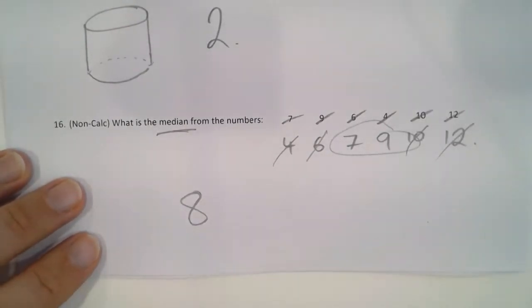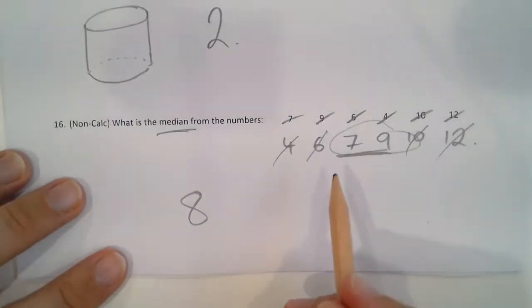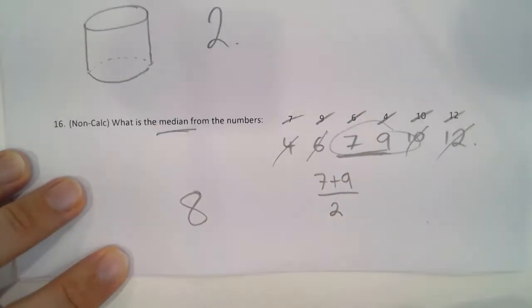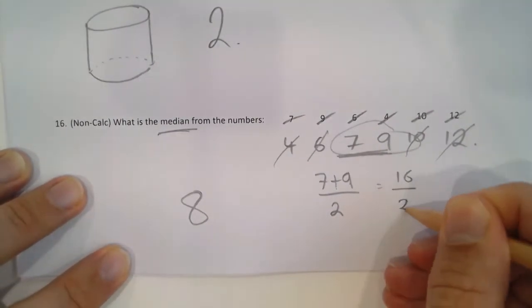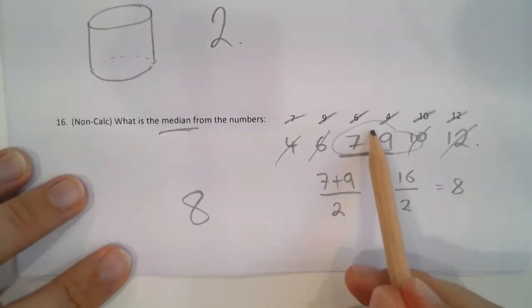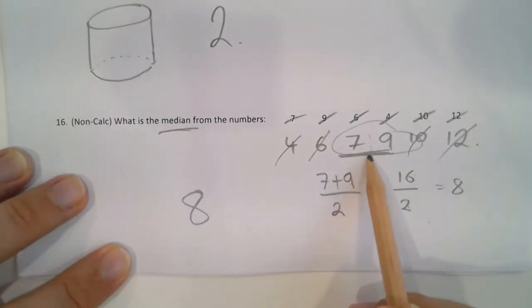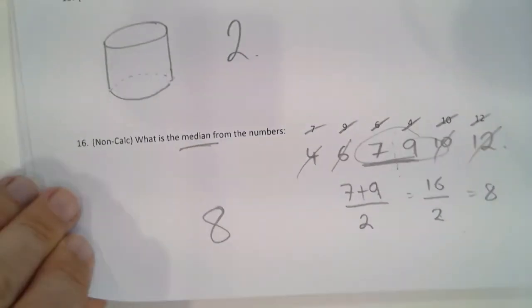Now, if these numbers were horrible numbers and you needed to find the middle, the actual maths that you need to do is add them together and then divide it by 2. 7 plus 9 is 16, and 16 divided by 2 is 8. So here it was obvious that the middle was 8. If it wasn't obvious, add these together and divide it by 2, and it will always give you the middle number. Alright, 17.